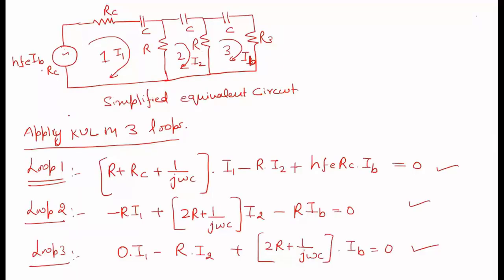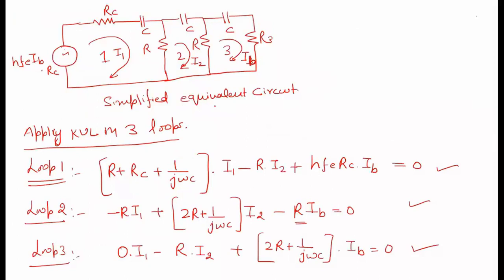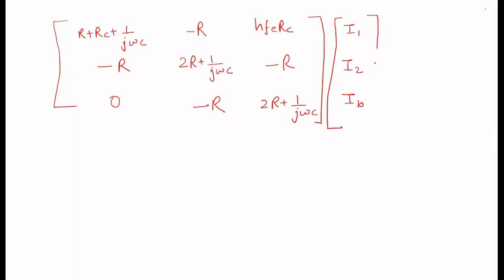Here we can see this is the minus R term, and for the third expression we have 0 for I1 and minus R for I2 and 2R plus 1 upon j omega c for IB, and we can write it as I1, I2 and IB equal to 0.